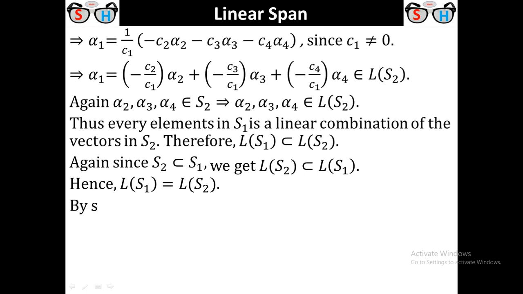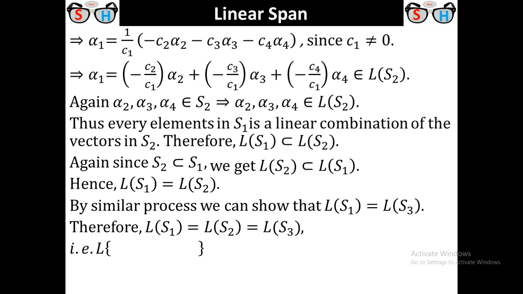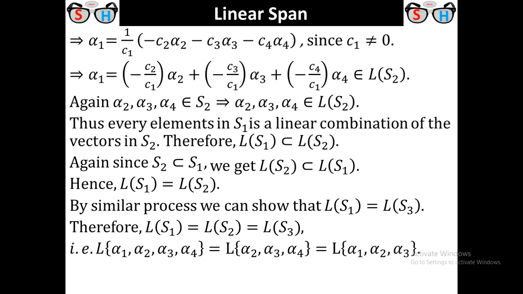Similarly, you can show that L of S1 equal to L of S3, and therefore L of S1 equal to L of S2 equal to L of S3. That is, here S1 is alpha 1, alpha 2, alpha 3, alpha 4, S2 is alpha 2, alpha 3, alpha 4, and S3 is alpha 1, alpha 2, alpha 3. That is, L of alpha 1, alpha 2, alpha 3, alpha 4 equal to L of alpha 2, alpha 3, alpha 4 equal to L of alpha 1, alpha 2, alpha 3. Okay, so the problem is solved.